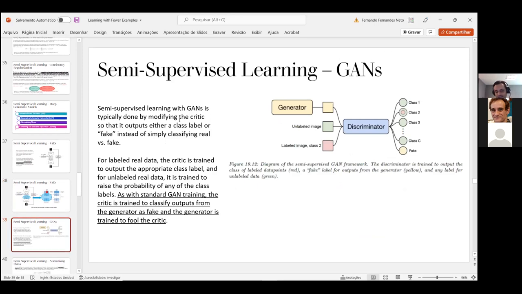In the GAN setting, given this warning, I'm going to speed up a little bit, and as I will provide this material, feel free later to check all the details. Here, as with standard GAN training, we still have the generator and discriminator structure. Basically we modify the critic so the outputs use the class labels, and we add a fake class instead of simply classifying real versus fake. So for labeled data, the critic is trained to output the appropriate class label, and for unlabeled data, it is trained to raise the probability of any of the class labels. This is the main spirit of GANs.